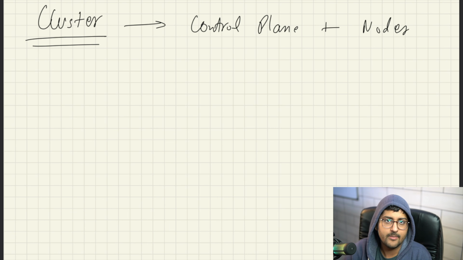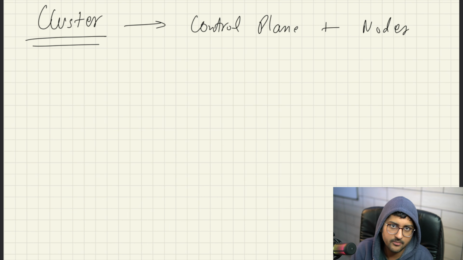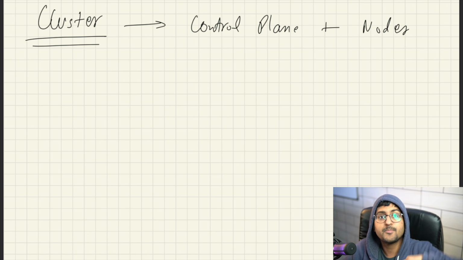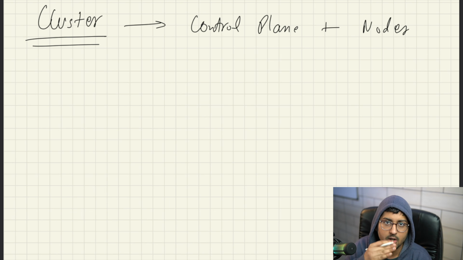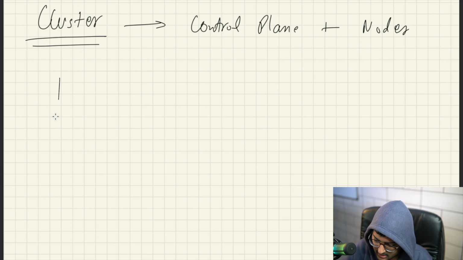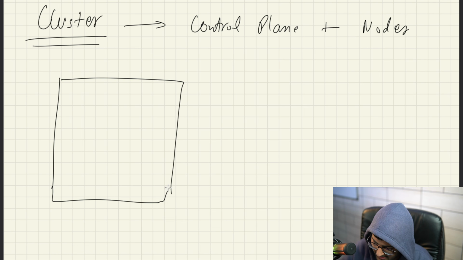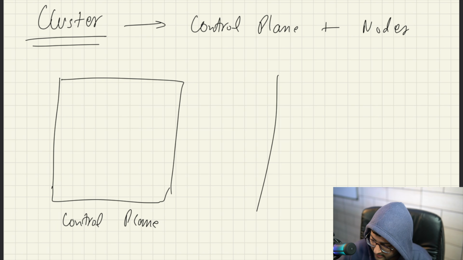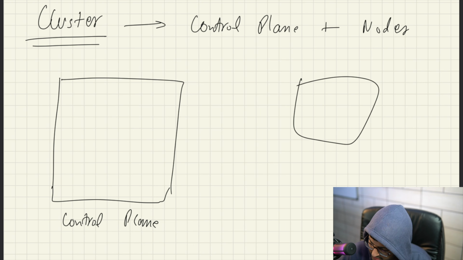A node can be treated as a virtual machine, for example, right? And a control plane, which was previously known as master node. But now master is not a good, inclusive naming convention, so it has been changed to control plane. So in short, there's a control plane, previously known as master node, and there are worker nodes.